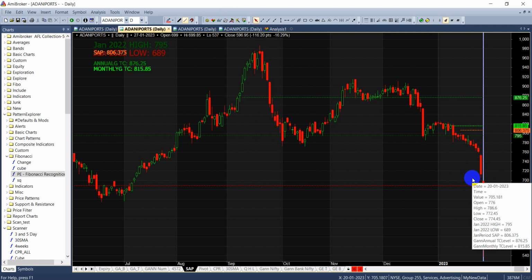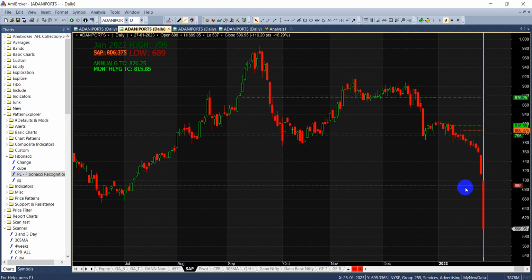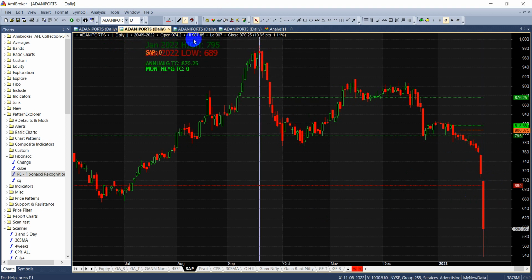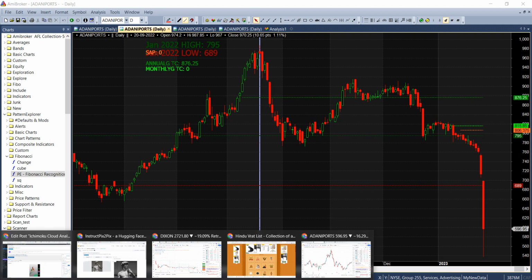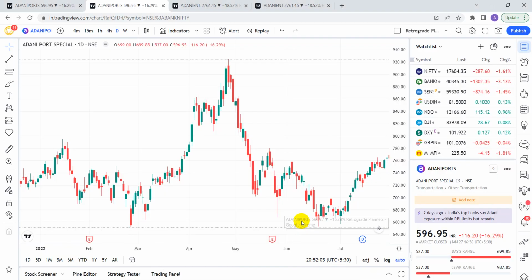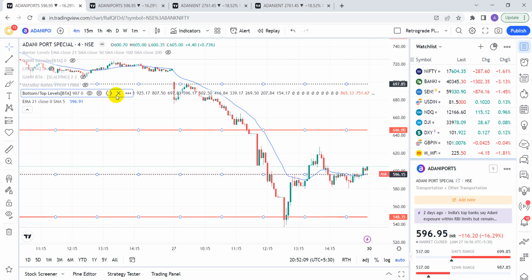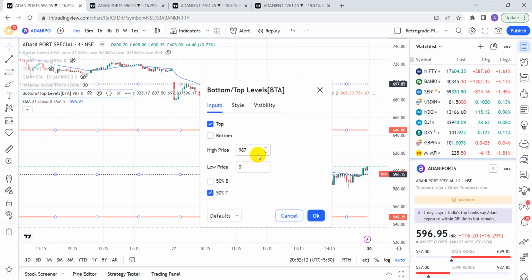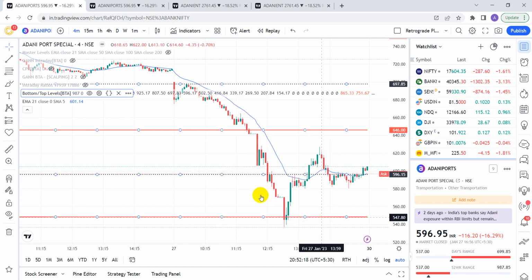If you don't know anything, just focus on the first 15 minutes high and low, and whichever side is broken, take the trade. But to create more sophistication, what we have done is, the high it made here was 988, right? So we have developed our own indicators here. So I come to Adani Ports, and this is our indicator. Here we just put the high, so 987, 988, 987 point something, I round it off, and it will automatically generate these levels.